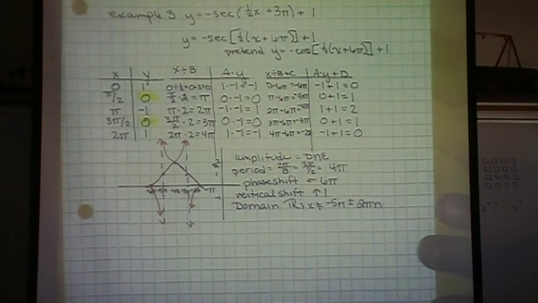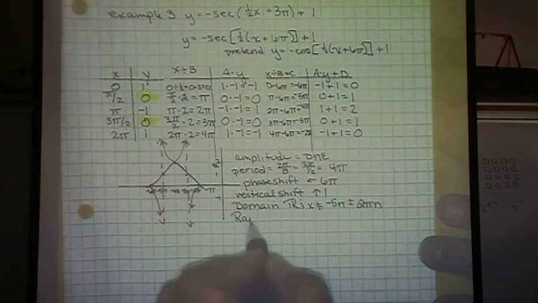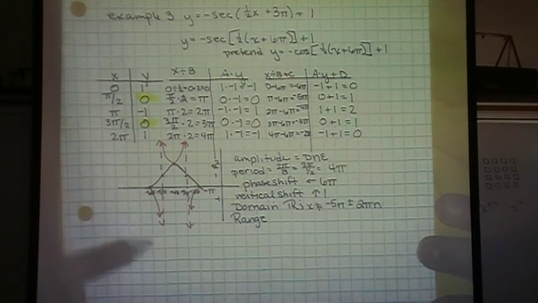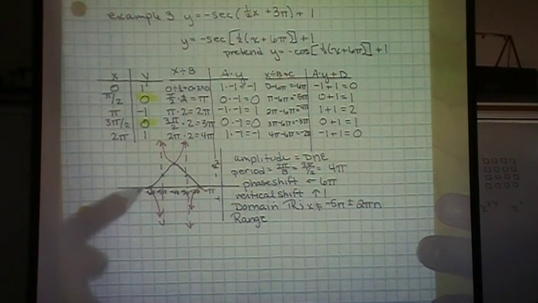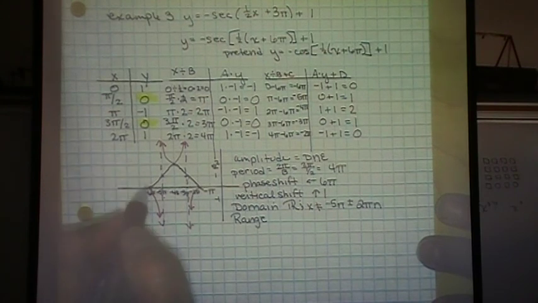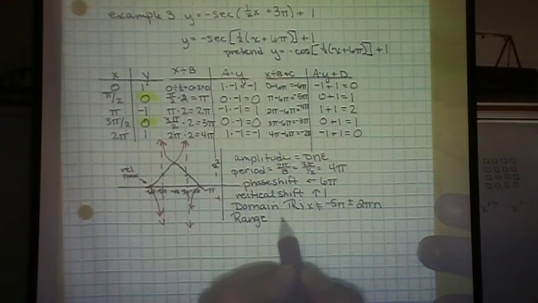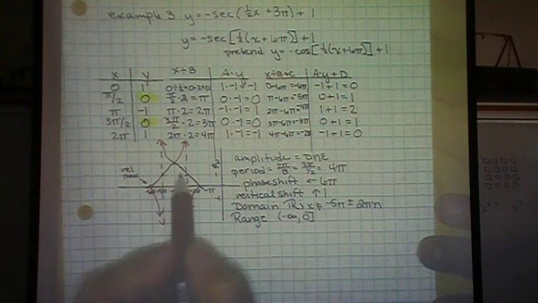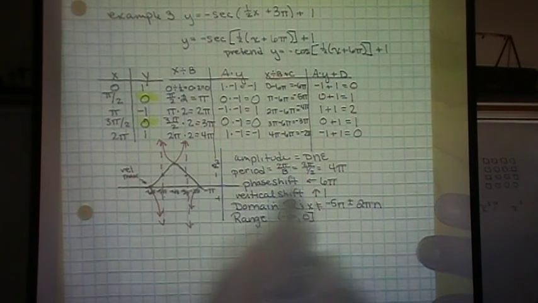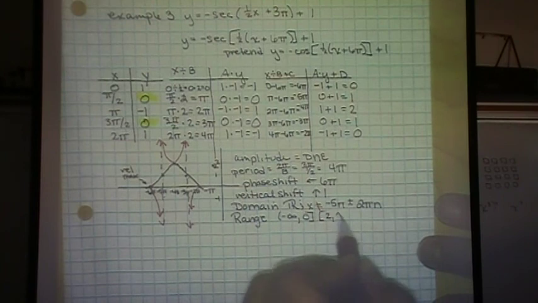So there's my domain. My range, do it the same way as the cosecant graph. It's going to go from negative infinity up to our maxes. So this is our max. That's a relative max right there. So it's going to go from negative infinity up to 0. And then our min is here at 2 to infinity.